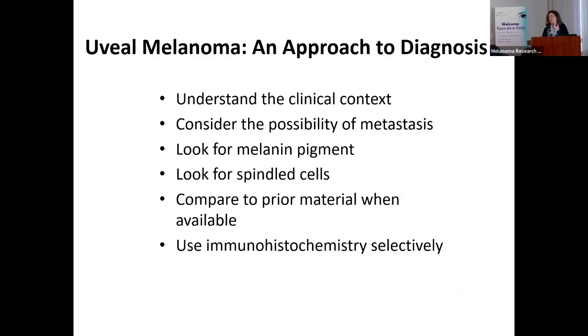So in the last few minutes, I'm going to show you some real cases, but I wanted to first say, this is what we do when we look at a slide. How do we make the diagnosis? We know what's going on clinically. We communicate. We consider the possibility of something other than melanoma, and make sure this is not a metastasis from another tumor. And we do that by looking for our spindled cells and we look for our pigment. Practically speaking, that's what we do. If we have anything in our files on a particular patient, we take it out and look at that too. And then we use our special antibody stains if we need to.